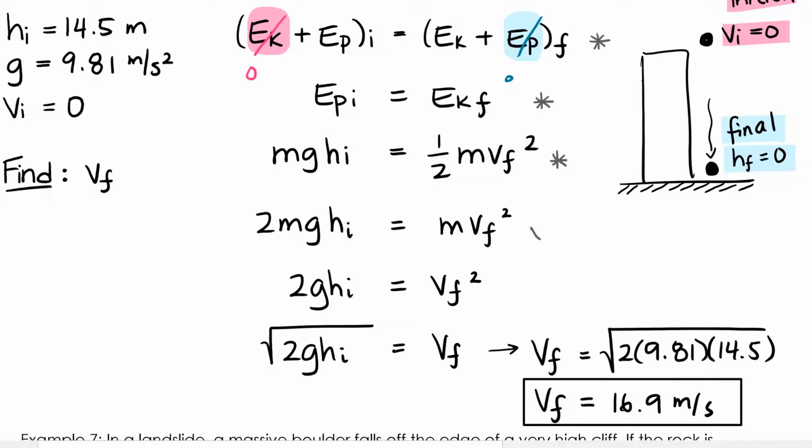Then you need to systematically show each step in the isolation of the variable of interest, in this case, V final. And finally, you show the substitution of values. So this rock was going 16.9 meters per second before it hit the ground.